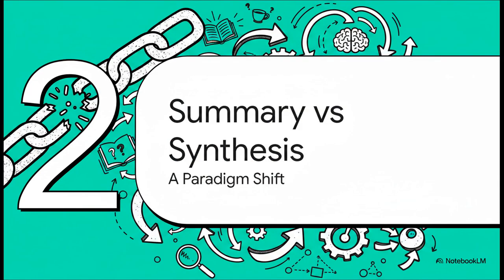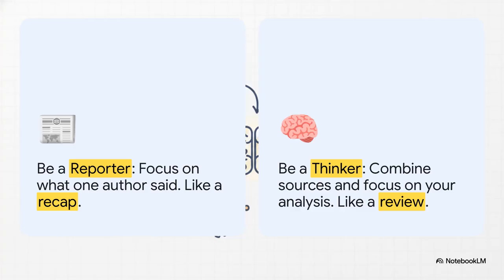Which brings us to Section 2, summary versus true synthesis. To pull ourselves out of that summary trap, we have to undergo a complete paradigm shift. We literally have to fundamentally change how we interact with our sources, moving from passive consumption to active critical engagement. Think of it as a clear distinction between acting as a reporter versus acting as a thinker.